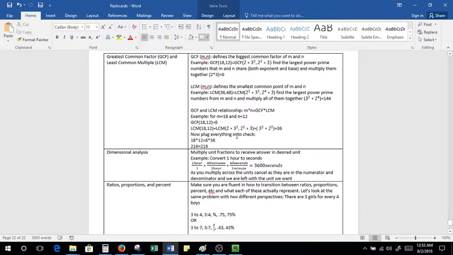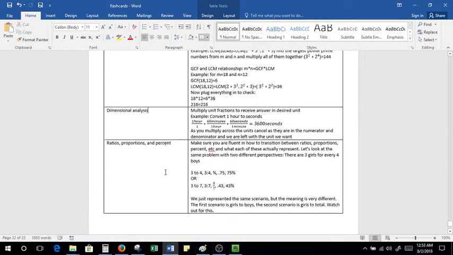Now we plug everything in to check our relationship. So m times n, 18 times 12, and greatest common factor times least common multiple, 6 times 36, and we see that, yes, that does work. 216 equals 216.